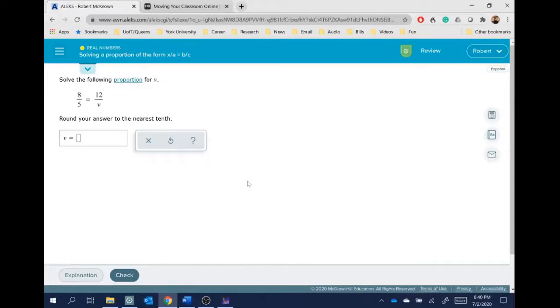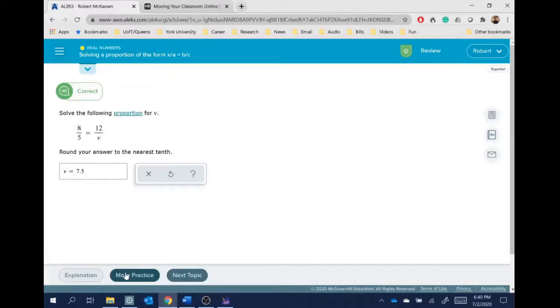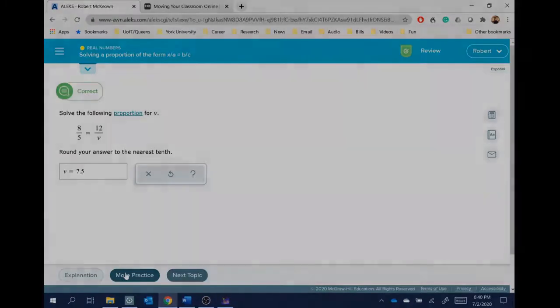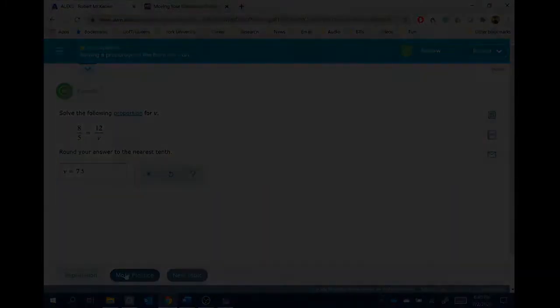If I go back to ALEKS, I've got a little box here, and I'm going to put 7.5, and I'll click the check button down here and see if I get the right answer, and I did. So that was the right answer. The important thing for you to remember is those rules of algebra. Perform the same operations on both sides of the equation and solve for any unknown variables.